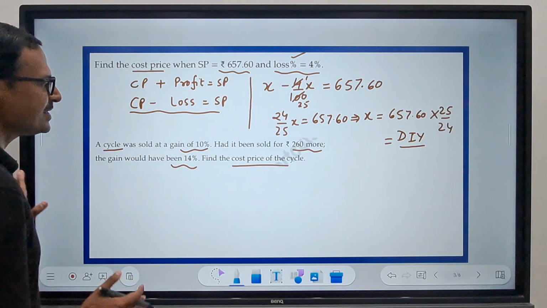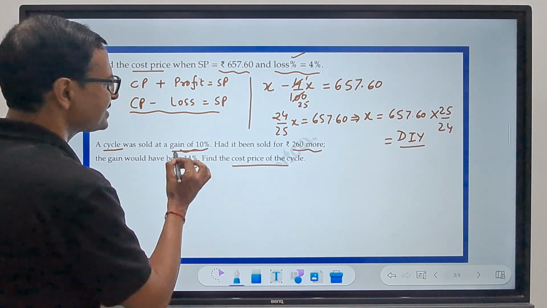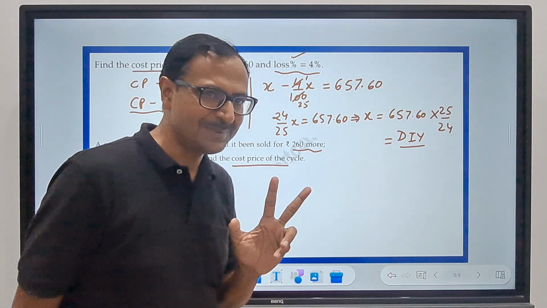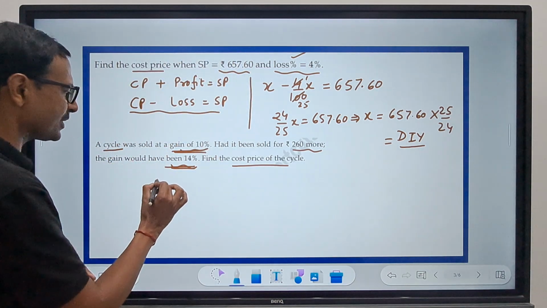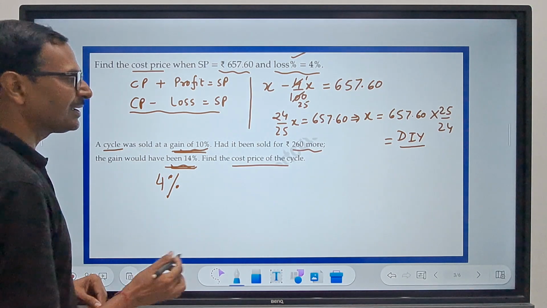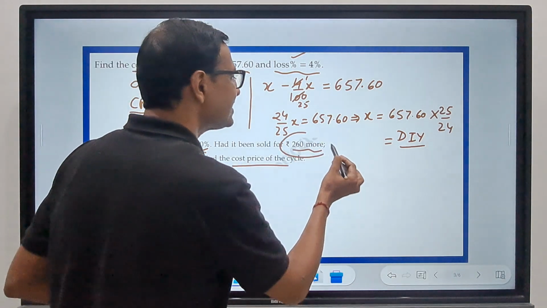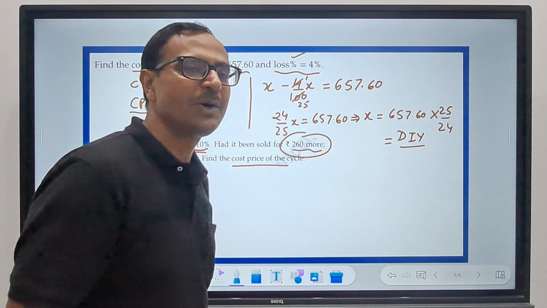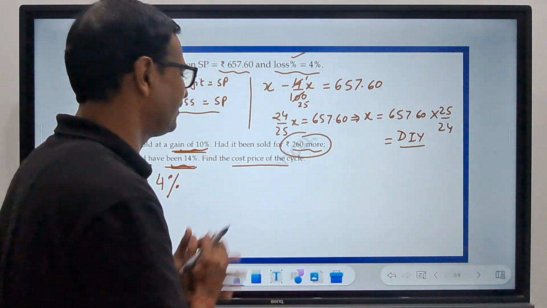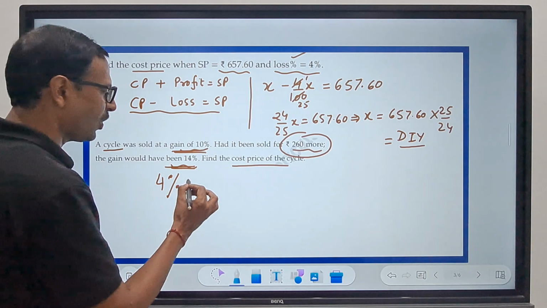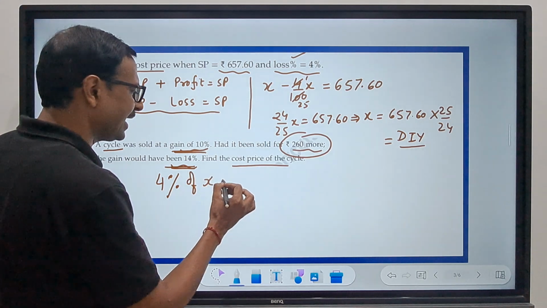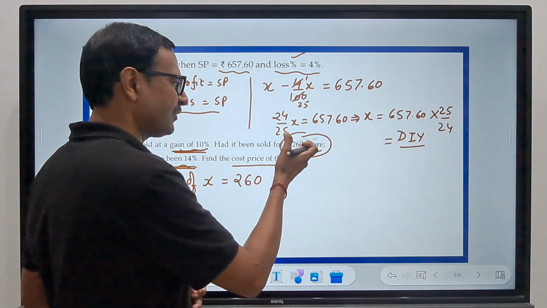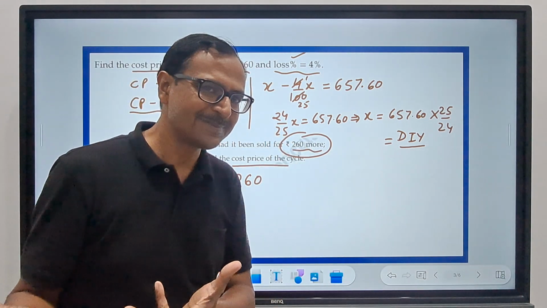Now see, what is the difference in the gain percent? Here the gain is 10% and here the gain is 14%, right? So that difference of 4% is created due to the increase in selling price of the bicycle, and the increase in selling price is rupees 260. So 4% of something is actually 260. The difference, right? And that difference is created due to the difference in selling price.